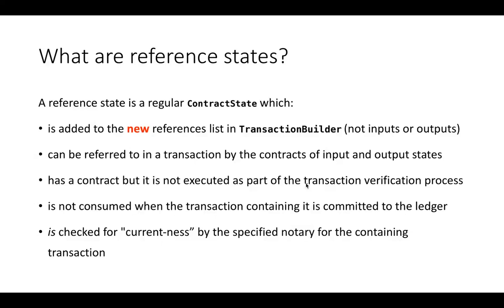And most importantly, it is not consumed when that transaction is committed to the ledger. So any StateAndRefs in the references list are not consumed. However, the notary does check to see whether the most current version of that state is in the references list. If it's not, then the notary will throw an exception to say there's been a double spend and you're trying to use a state that's already been spent. So that's really all there is to it with reference states. There are some subtle things that I'll talk about a bit later on, but for now, that's basically it.